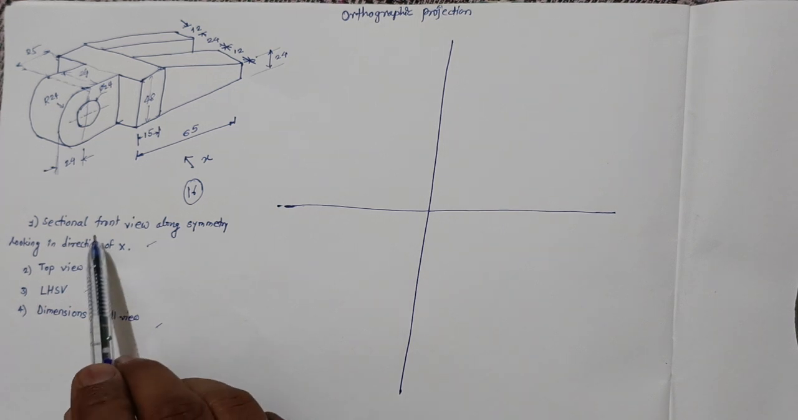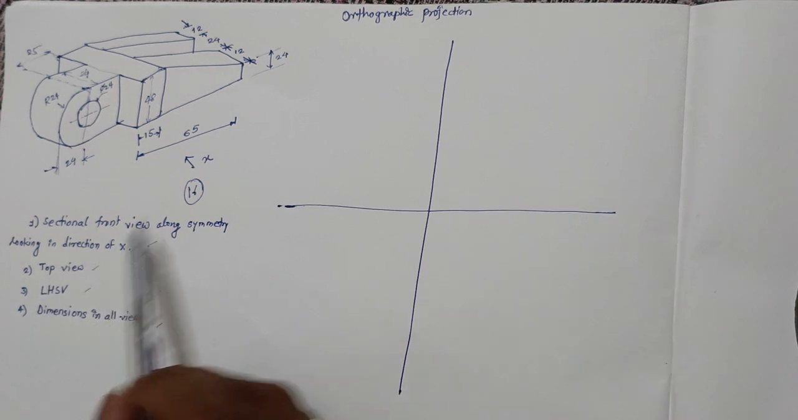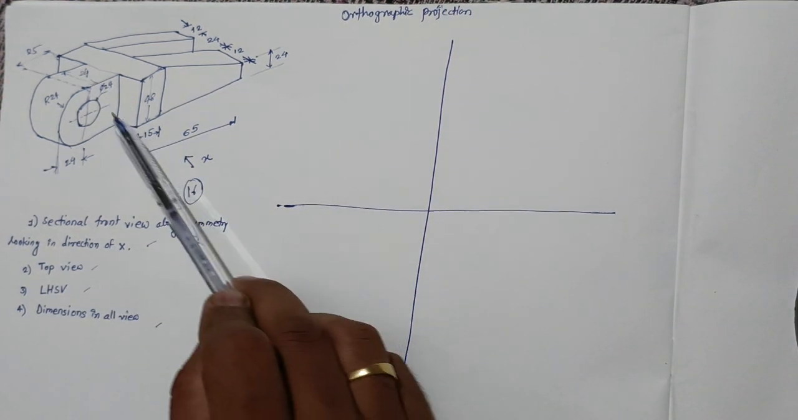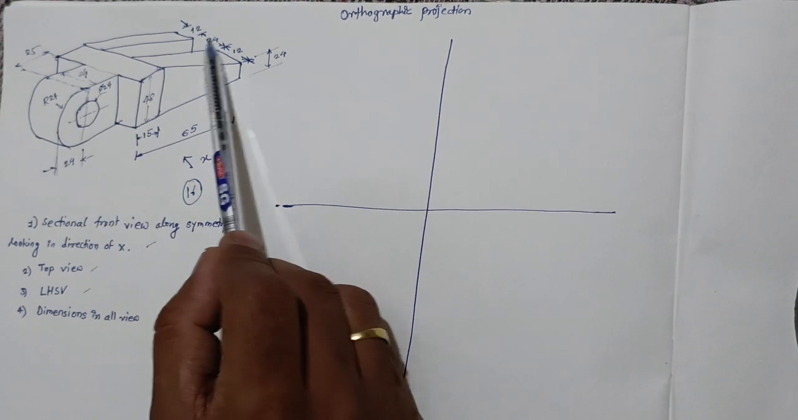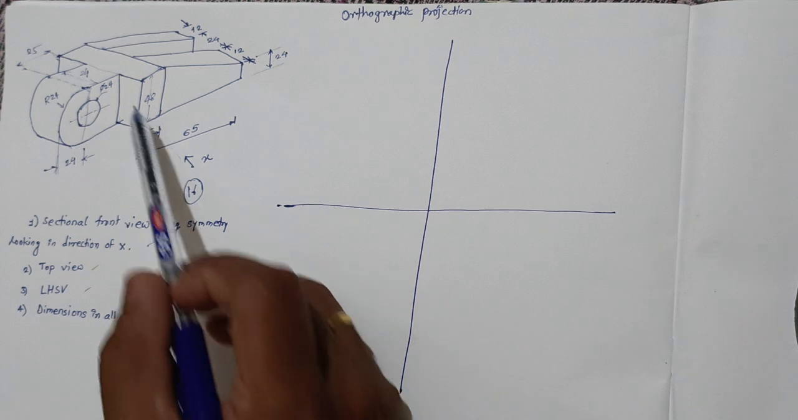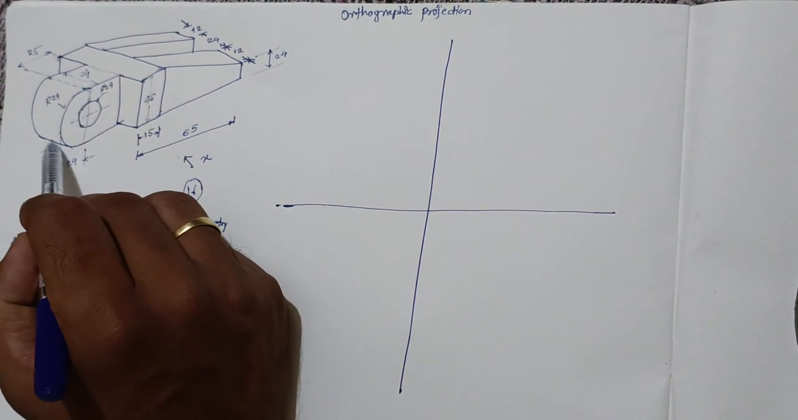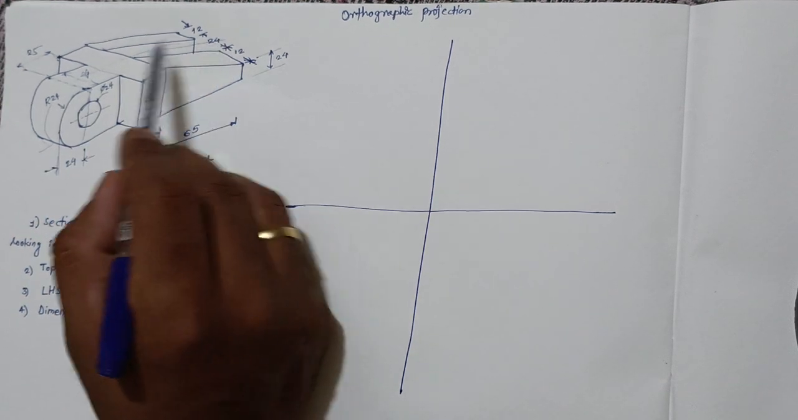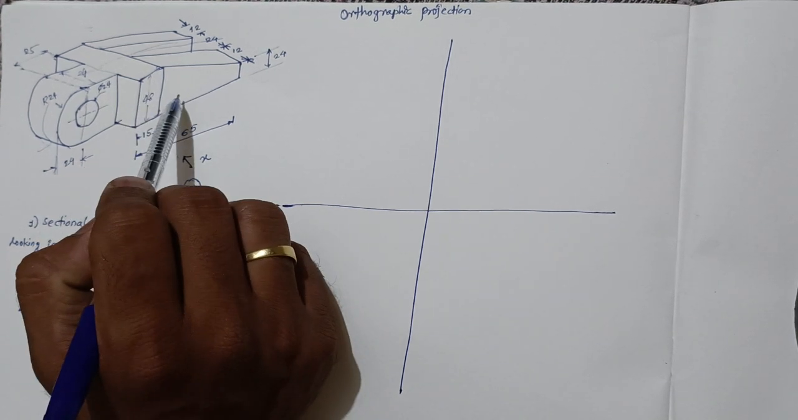Here one more statement is mentioned: sectional front view along symmetry looking in x direction. When I observe this object in the x direction, the symmetrical part is this one. For example, from this side, this part is almost symmetrical to this one also.